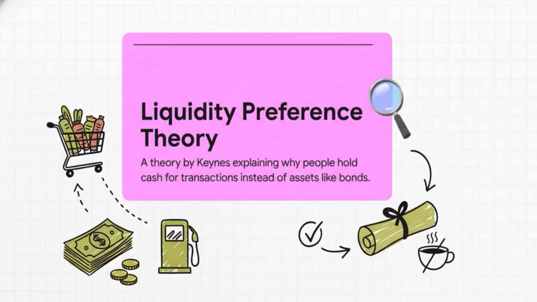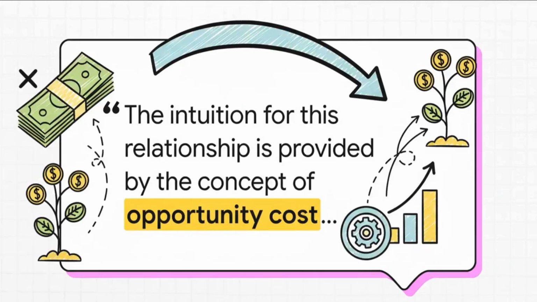It's liquid. It's easy to spend on stuff we need right now. Think about it. You can't buy a cup of coffee with a government bond. Cash is just convenient. But of course, there's a trade-off. Holding on to cash, which earns you basically nothing, comes at a price. And economists call this an opportunity cost. By holding that cash, you are actively giving up the money you could have been making if you'd bought an asset like a bond instead.